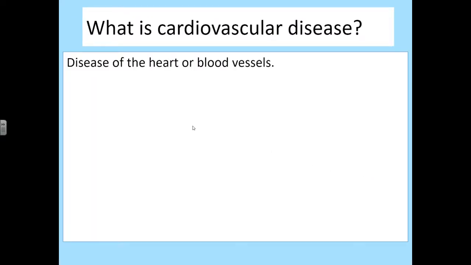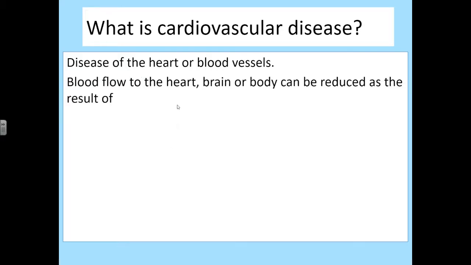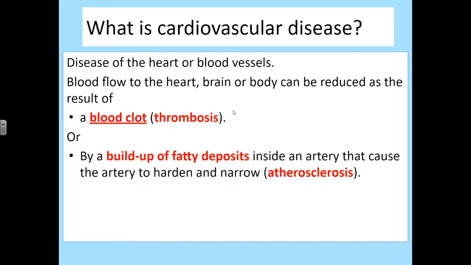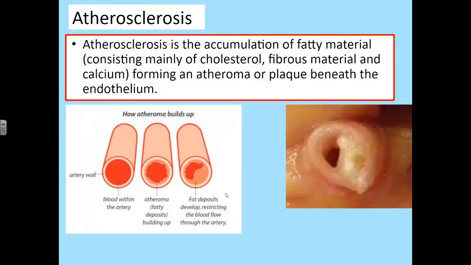So what is cardiovascular disease? It is diseases of the heart or the blood vessels, so the cardio, heart, and the vasculature, the blood vessels. Blood flow to the heart, the brain, or the body can be reduced as a result of a thrombus, which is what we call thrombosis, or a buildup of fatty deposits inside the artery that cause the artery to harden and narrow, which is called atherosclerosis. So a blood clot is a thrombus, and atherosclerosis is this buildup of fatty materials. We talk about each of these in its own little key area as we come up.